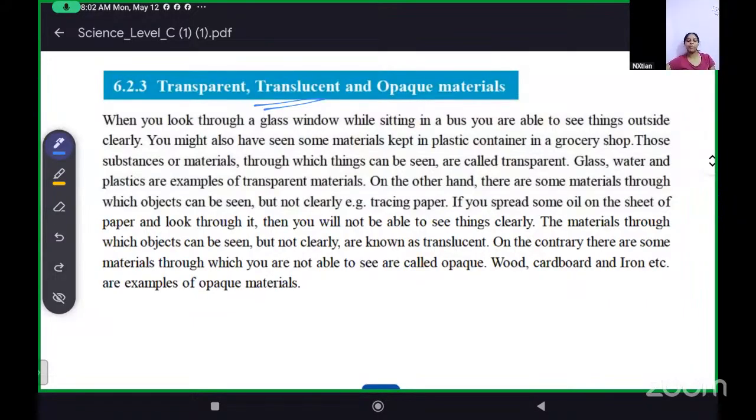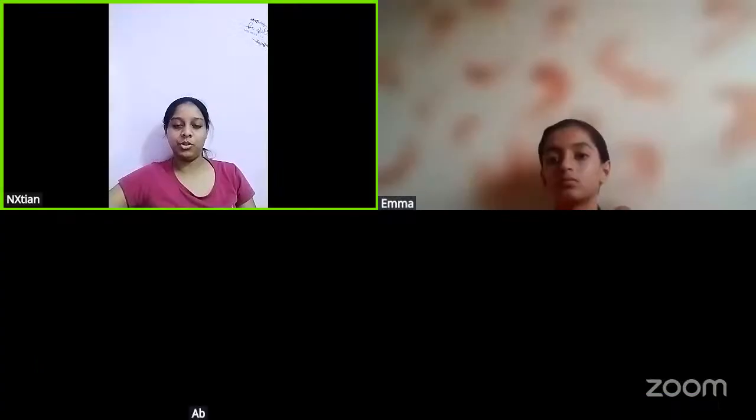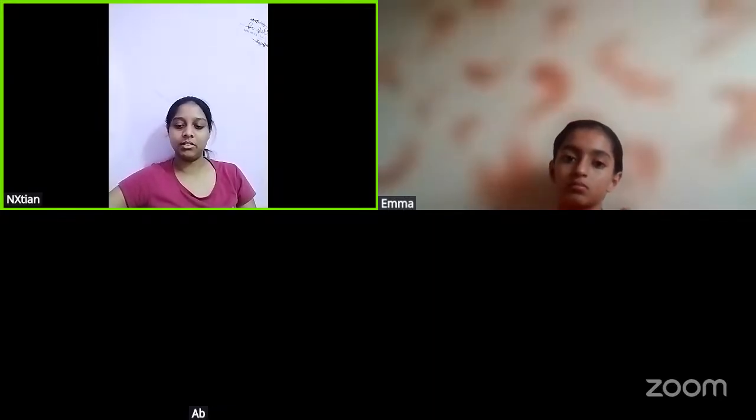Then there are opaque materials. Opaque materials are those through which you cannot see at all, like a wooden door or a wooden window. Let me show you all three of the materials.